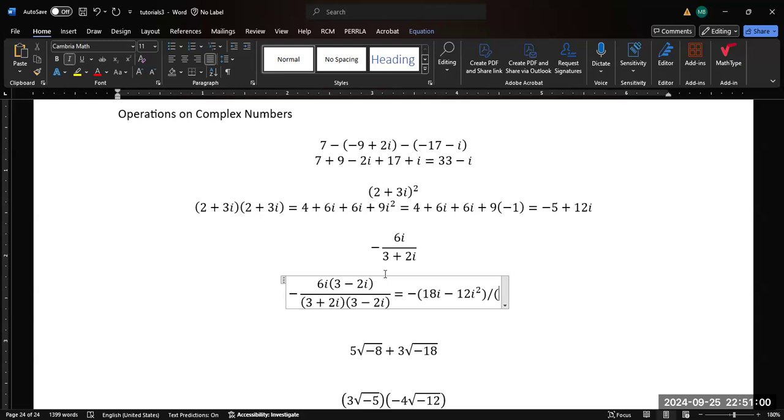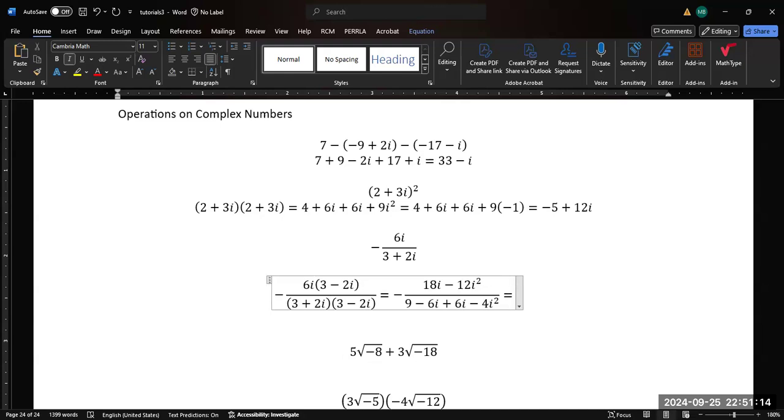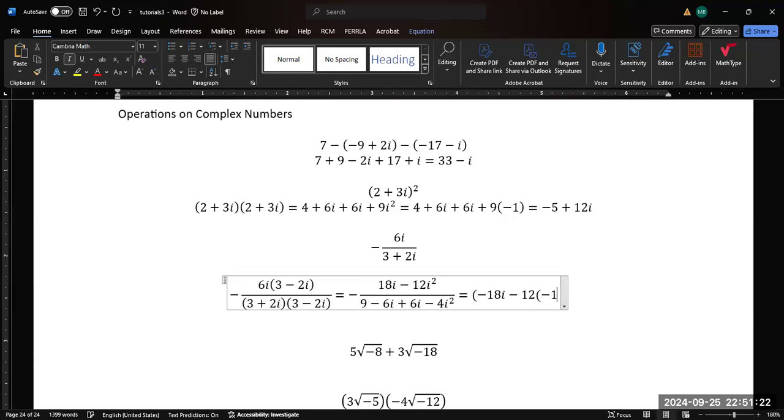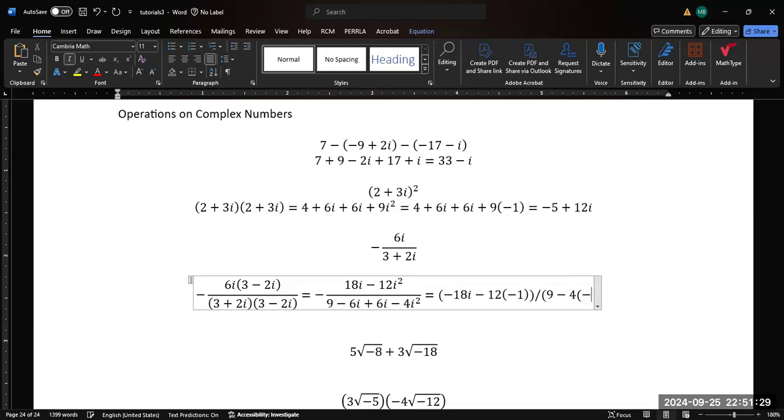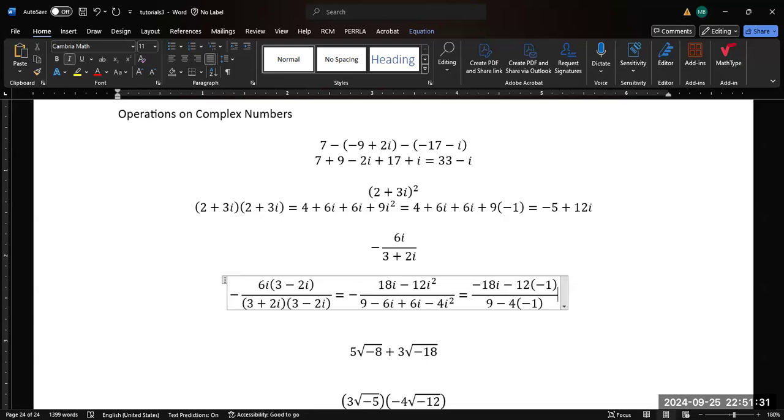Our denominator, again, difference of squares is going to be 9. We're going to get minus 6i plus 6i from the middle terms, which will cancel. And then minus 4i squared. We're going to replace all of our i squareds with minus 1. Nine minus 4 minus 1. Again, the 6i and minus 6i canceled in the denominator.